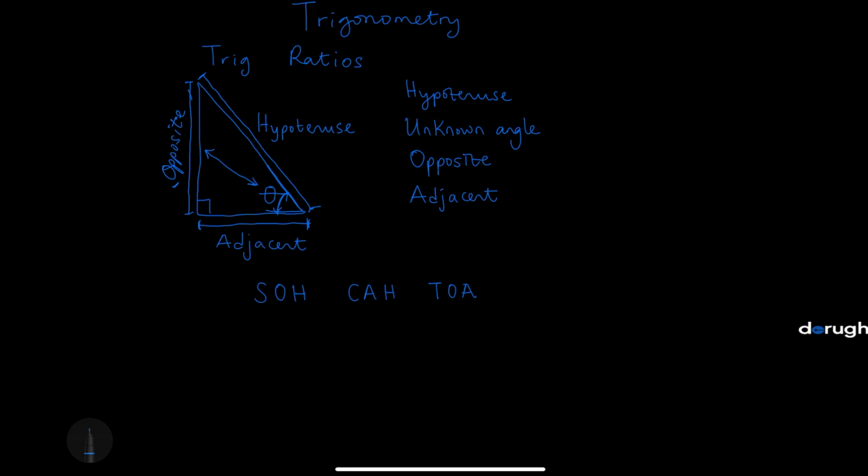Okay, so for the first one, we have SOH. The S in the SOH stands for sine. And so we say sine theta. The O in the SOH stands for the opposite. And then the H in the SOH stands for the hypotenuse. What does this mean? It means that sine of the angle we're trying to find is equal to the opposite divided by the hypotenuse.